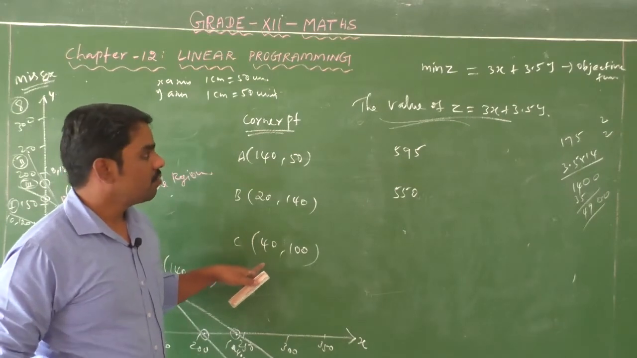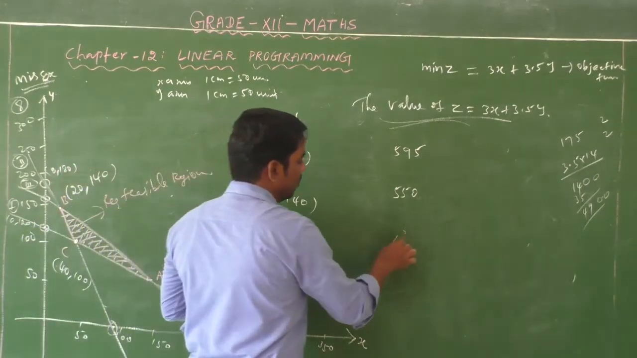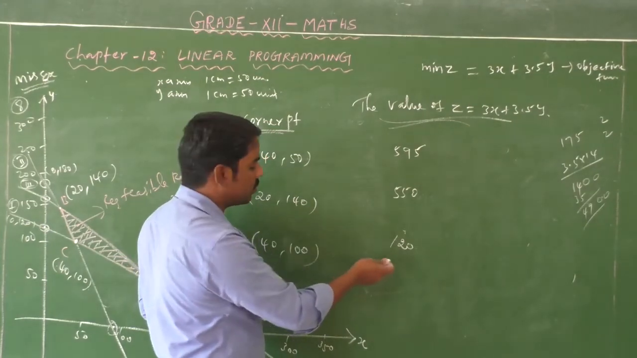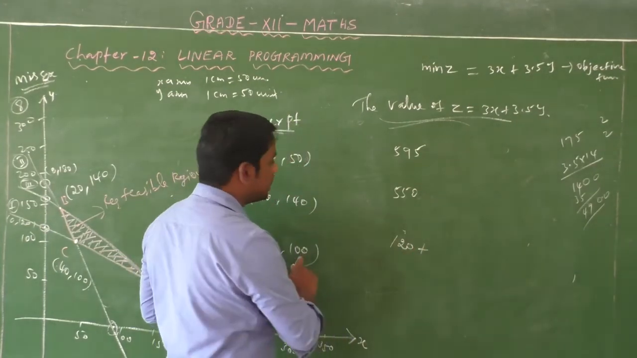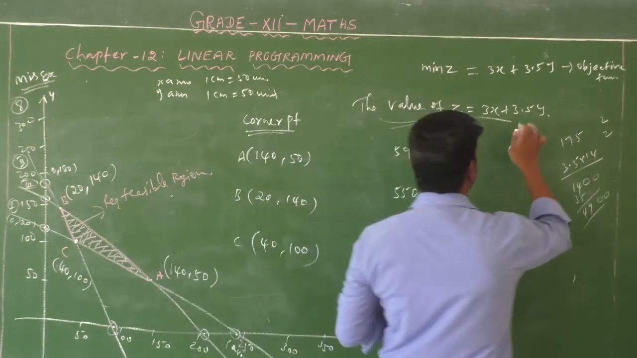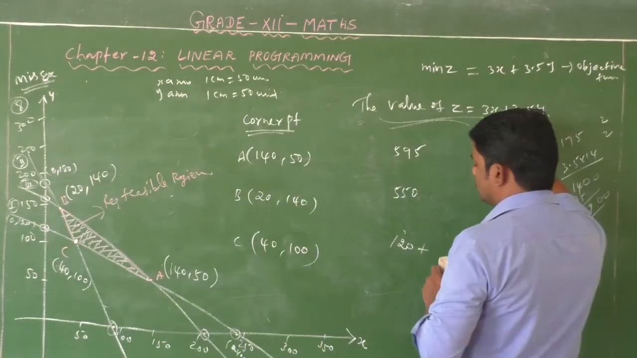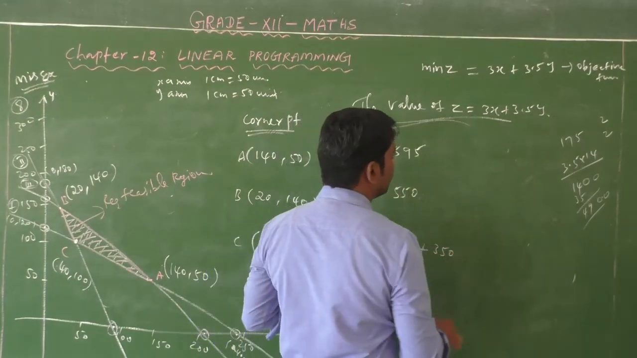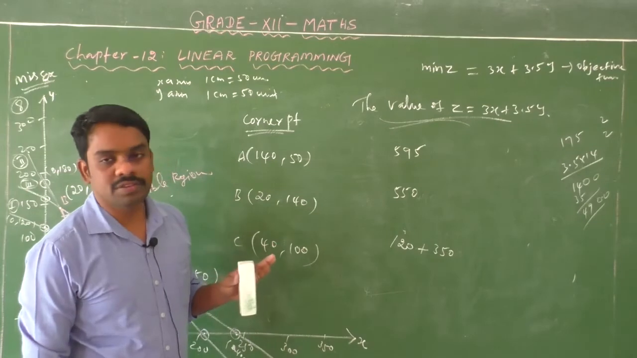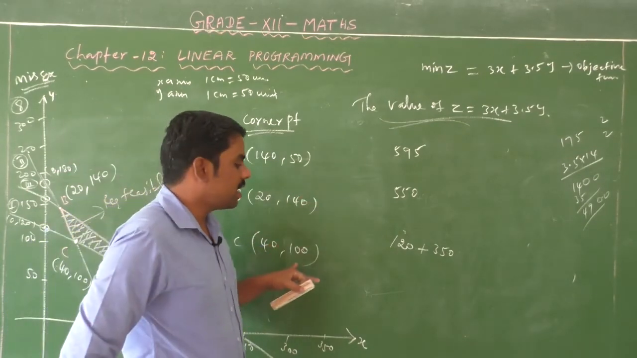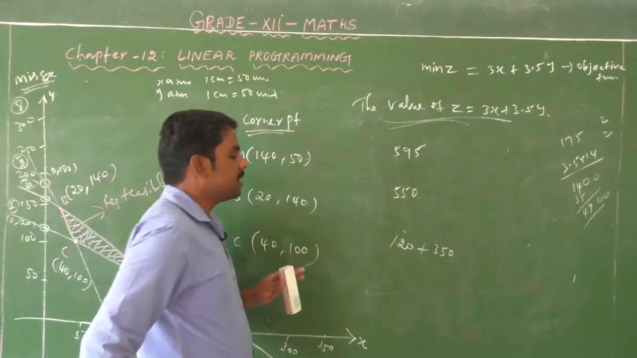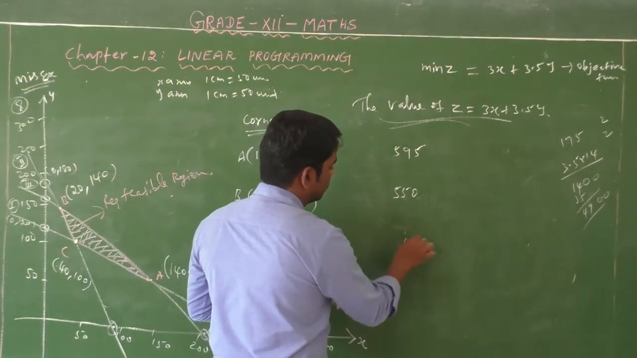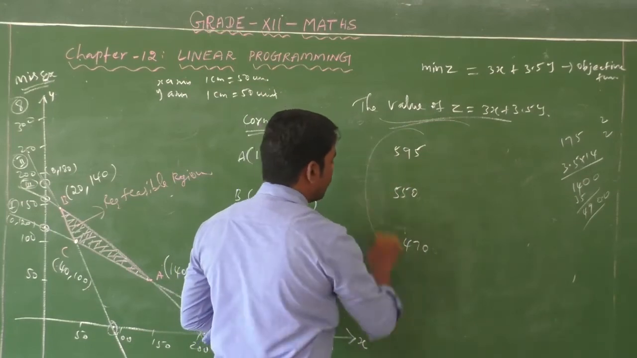Substitute this value. First x equals 40, then 3 into x is equal to 120. 3 into 40 is 120. Now 3.5 into 100 is 350. 100 into 3.5 is 350. 100 into 35 is 3500, but 3.5 into 100 is 350. So 350 plus 120 is equal to 470. So this is the value of Z.